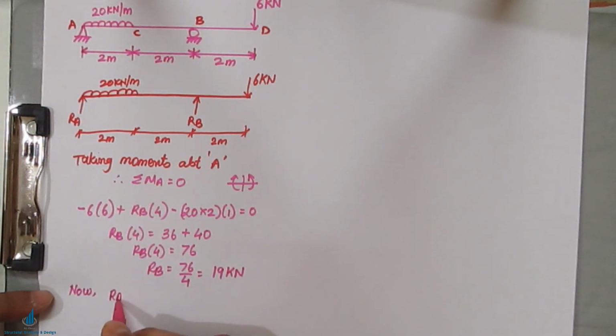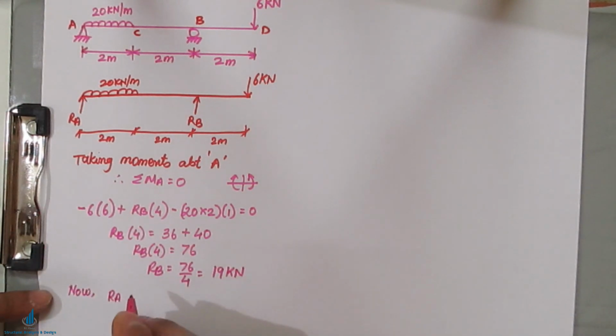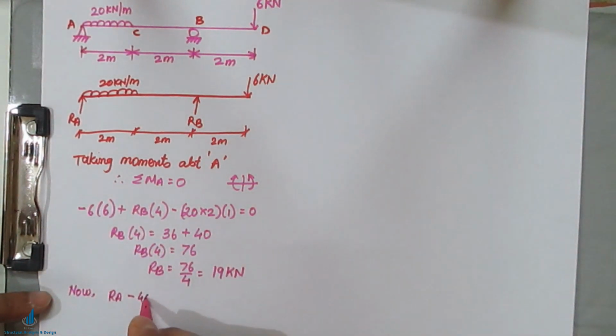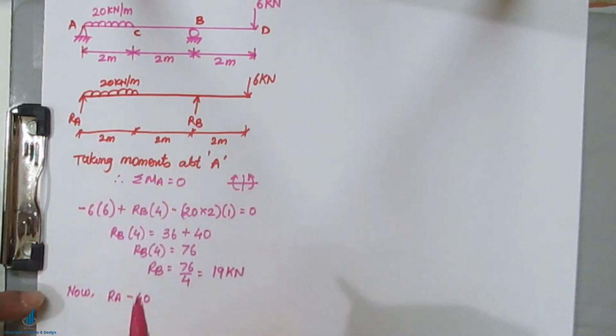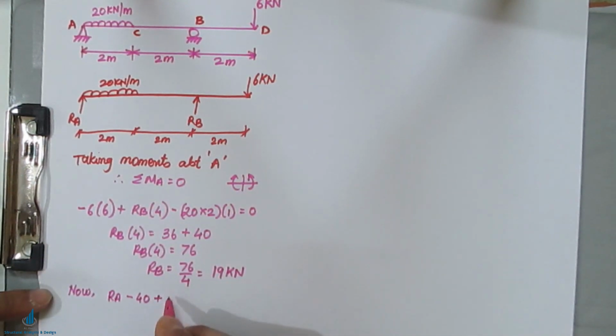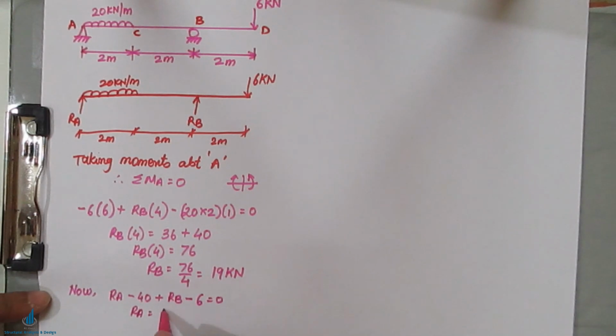So RA is positive because it is moving upwards. Then minus 40, this 20 into 2 is 40, then plus RB, then minus 6 equals 0. So RA equals 40 minus 19 plus 6. So RA is 27 kilonewton.